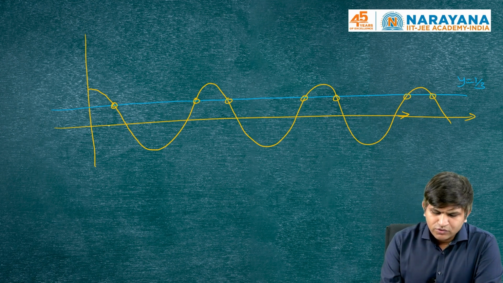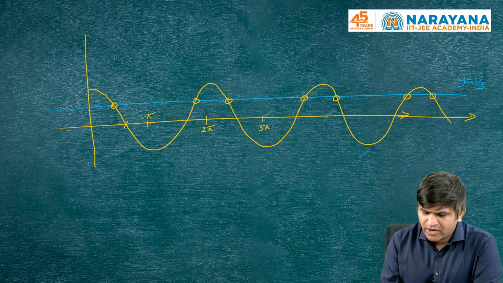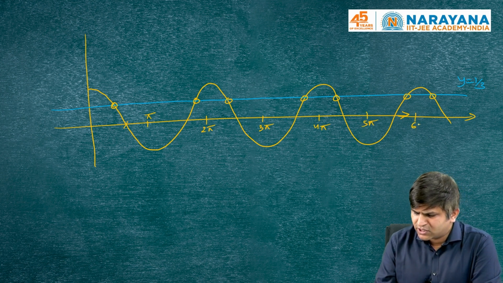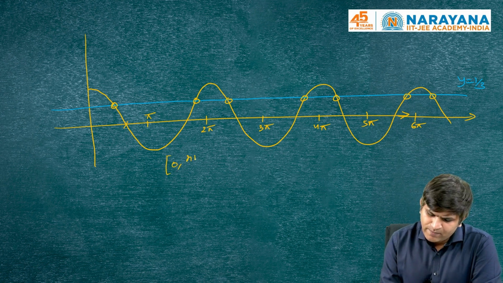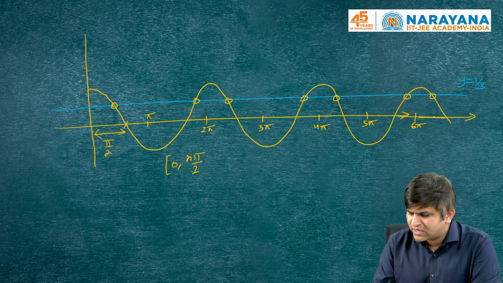Okay, perfect. So this is pi by 2, this will be pi, this is 2 pi, this will be 3 pi, 4 pi, 5 pi and 6 pi. So we have to take the interval 0 to n pi by 2. So this interval we know, this is pi by 2. Similarly, this interval, this length will be pi by 2.